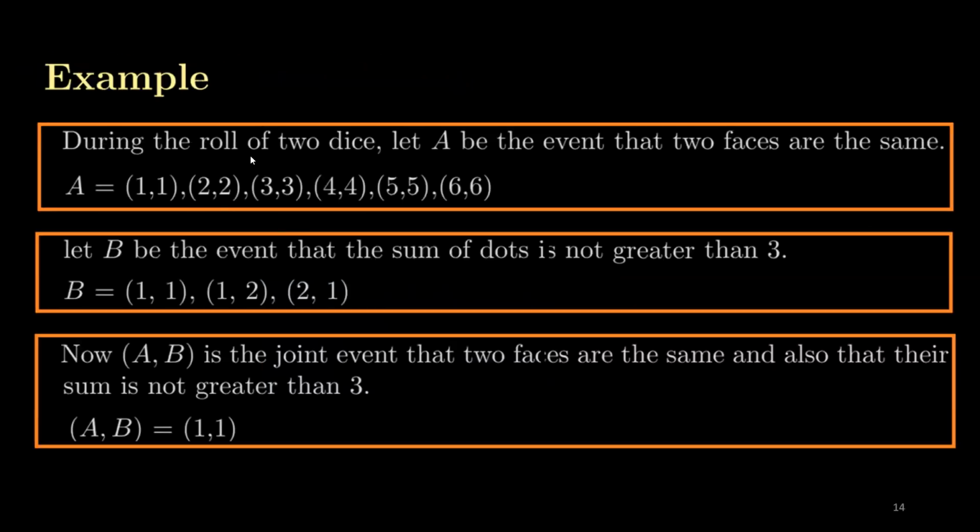During the roll of two dice, let A be the event that two faces are the same. So when we get two similar faces from rolling a pair of dice, these are the possible values: 1,1, 2,2, 3,3. Let's call it event A. Now event B is the event that the sum of dots is not greater than 3. So these are the three possibilities that the sum of dots in rolling a pair of dice is not greater than 3. So if this is event A and this is event B, then this is the joint event.